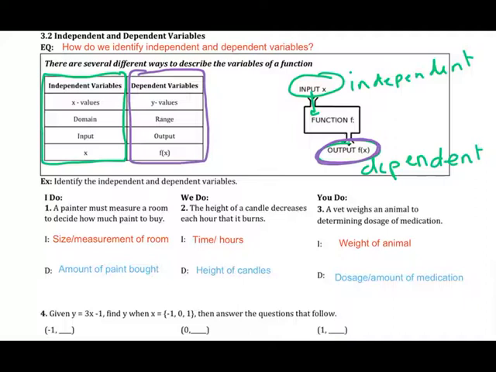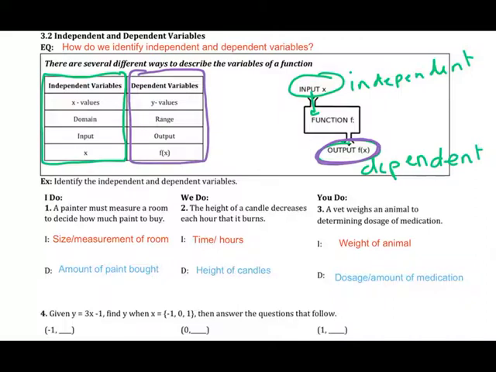I always get asked the question, is there any case where time is dependent? And I'm going to give you just one example. There are a handful of examples, but remember, you should always be asking yourself the question, what is causing the other variable to increase or decrease, or what is dependent on something else? So here's an example. I'm not going to write it down. I'm just going to explain it to you.